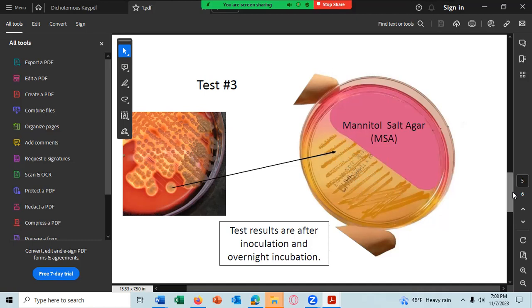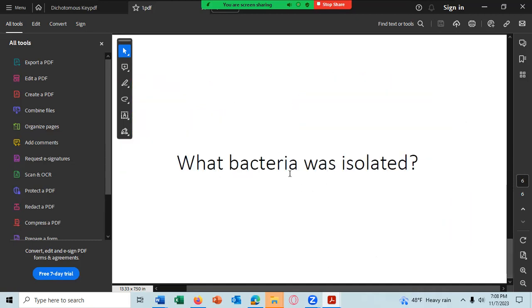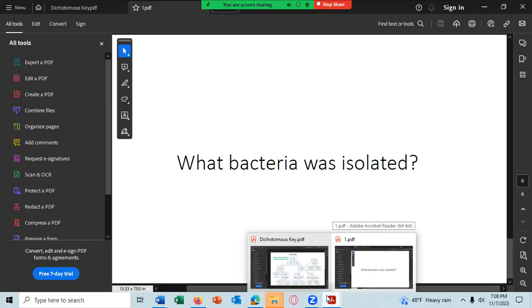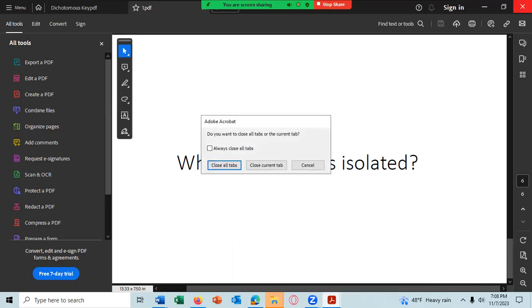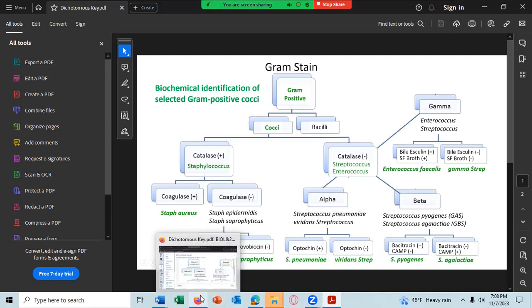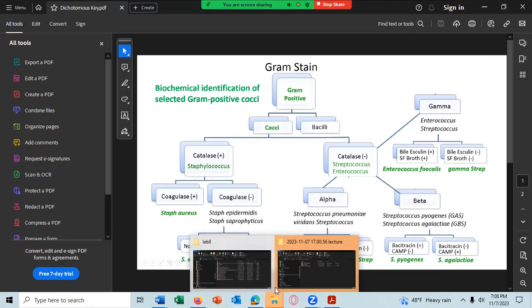Any question about any of that? And then answer what bacteria was isolated. All right, let's go on to case study 2. Oh, you can use this for figuring out what the sample is, by the way. Use the dichotomous key for determining what is infecting the boy. Let's go to case study 2.